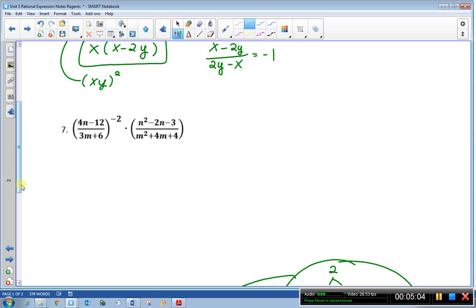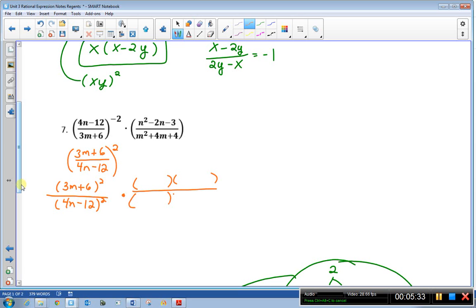So if we have something to the negative 2 power, then what that means is I'm going to flip it to become 3m plus 6 over 4n minus 12 to the positive 2. That's how you can eliminate that negative exponent, which then means I have to do 3m plus 6 squared and 4n minus 12 squared times, and I'm just going to factor these, and then I'm going to bring some stuff up here. So these factored to n plus 1 and n minus 3 and m plus 2 and m plus 2.